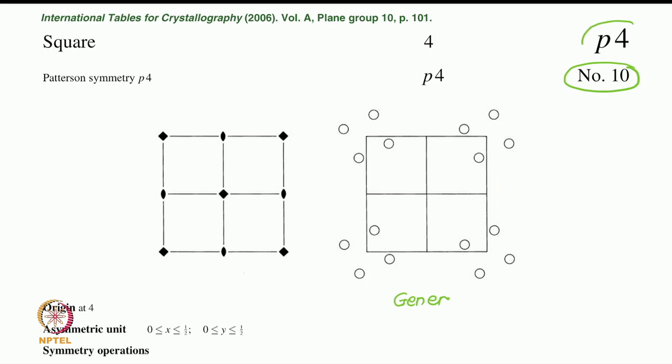The plane group symbol is P4, point group is 4, full symbol is P4. So this is the full symbol, this is the short symbol, both are the same; in many cases they are the same. The square is the crystal system.